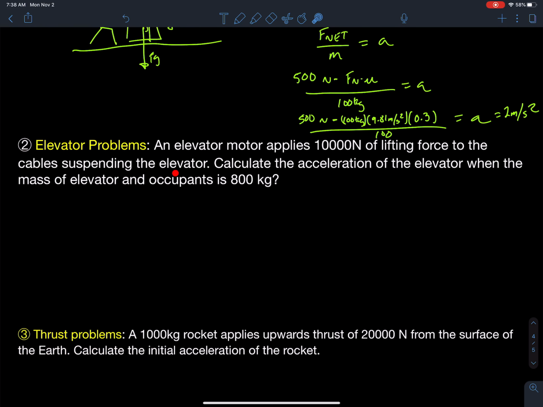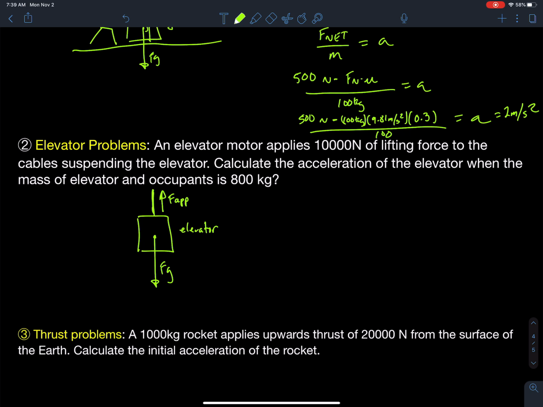Okay, the next problem is an elevator problem where it's lifting an elevator with 10,000 newtons of force. Calculate the acceleration of the elevator when the mass of the elevator and occupants is 800 kilograms. So I've got to draw the diagram. All right, that's my elevator. These are the cables pushing up. So that's going to be my applied force. And then this is going to be the force of gravity. Now, hopefully, my applied force is greater than the force of gravity to accelerate the object up.